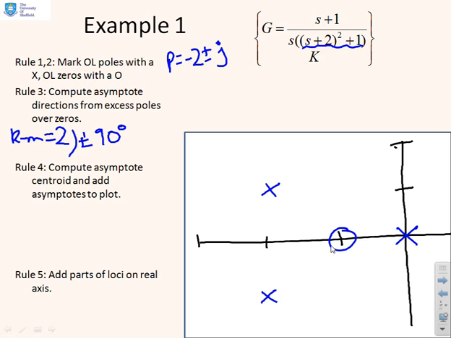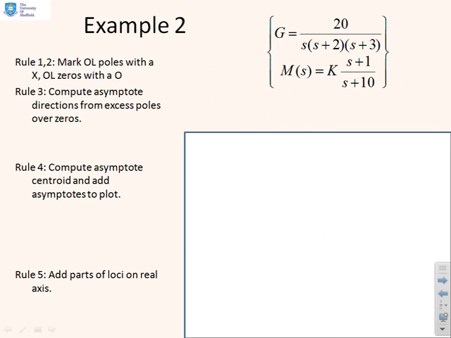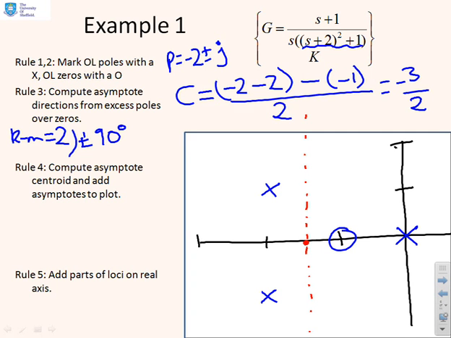Next, I need to know where to sketch the asymptotes. So I need the centroid. So the centroid is given by the sum of open loop poles, which is going to be -2, -2, because there's 2 of those, minus the sum of open loop zeros, which is -1, all divided by 2. And so what you're going to get is -3 over 2. So I can mark the asymptotes. There's the -3 over 2. So I draw my plus or minus 90 degrees with the centroid -3 over 2. And there you can see the asymptotes marked.